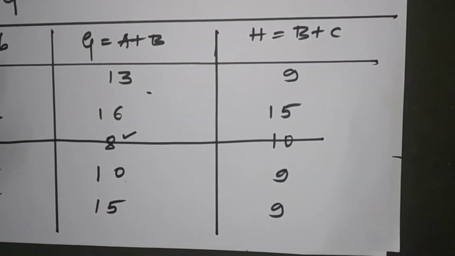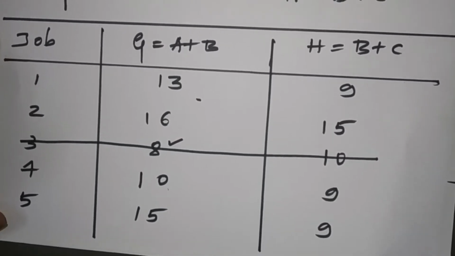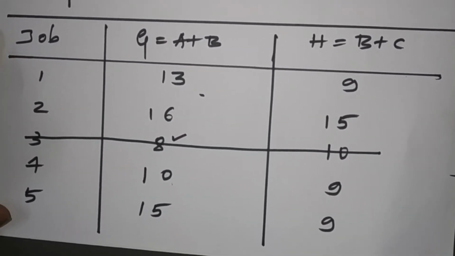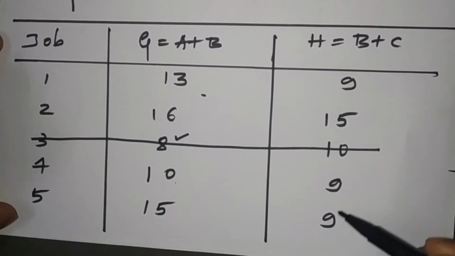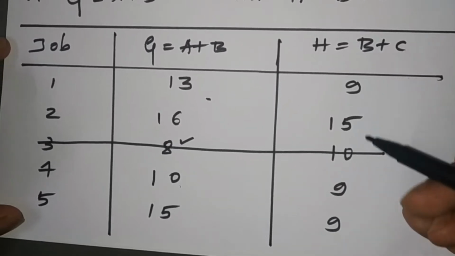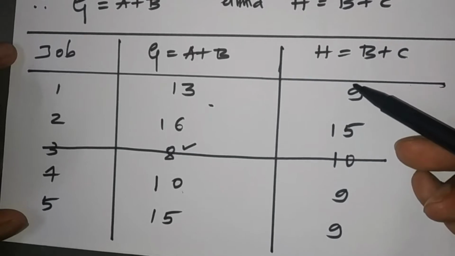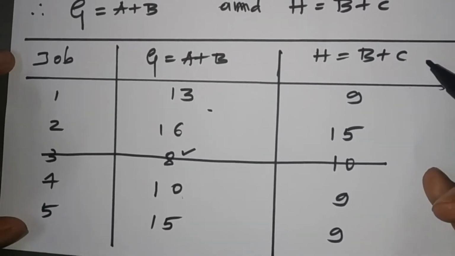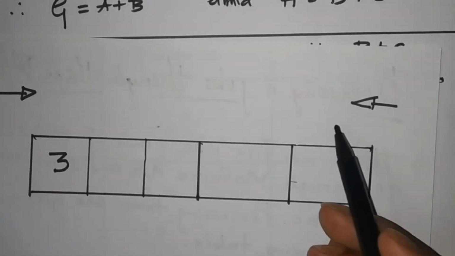The next step is to check for the next minimum number. The next minimum number in this table is 9. You can see 9 here, here, here, and here as well. And these 9s you can see for machine H only. So our sequencing will be from right to left. Our sequencing will begin from this end.